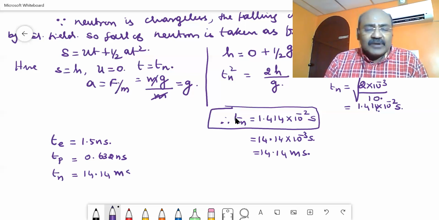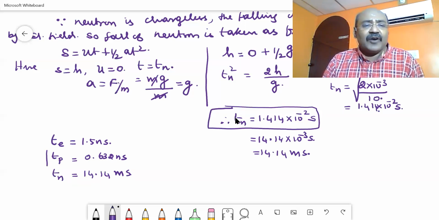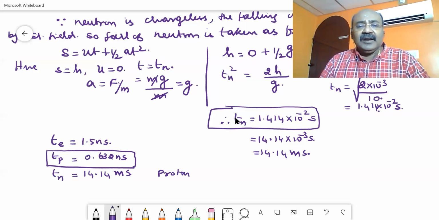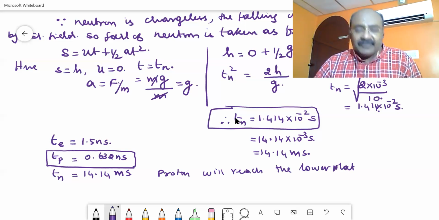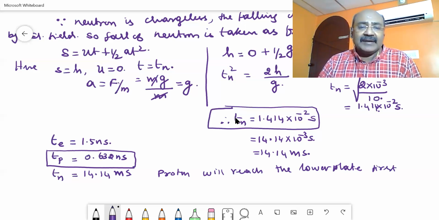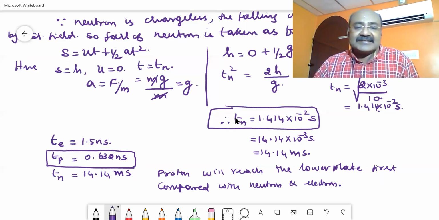Out of these three, which one is having the least amount of time? The time of flight for the proton is considered to be the least. So the proton will reach the lower plate first, compared to the other two. Compared with what? Compared with the neutron and electron. This is what we are taking as the final answer.